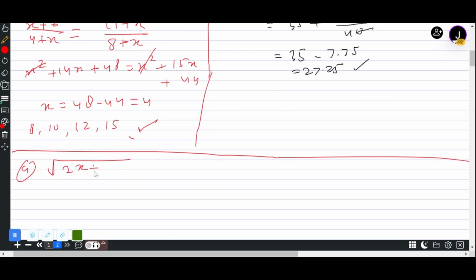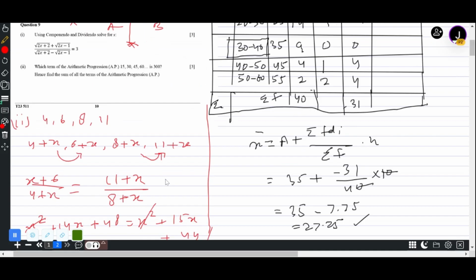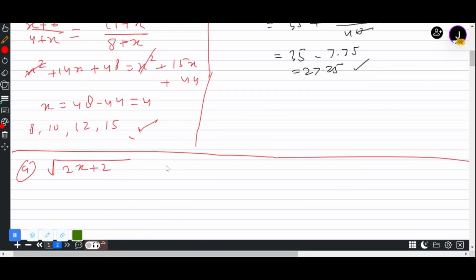Construct it yourself. In case you find any challenges, then you write to me in comments. Now next one is question 9. So we'll do question 9.